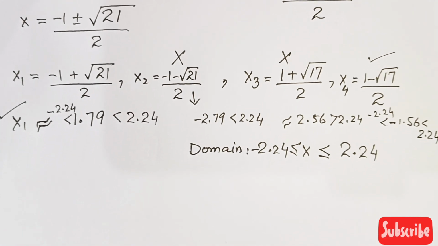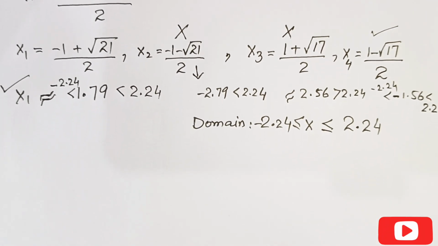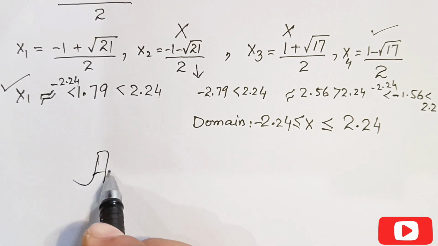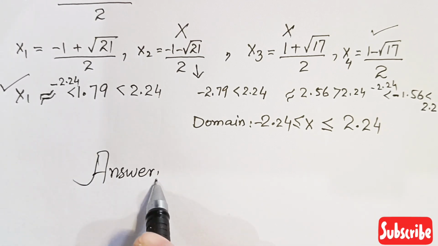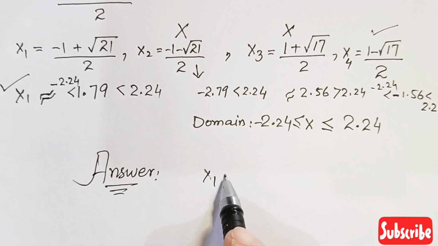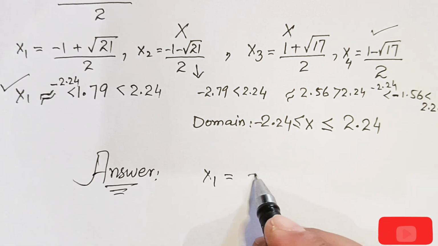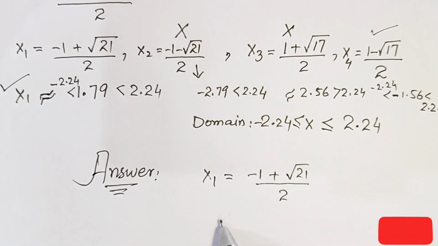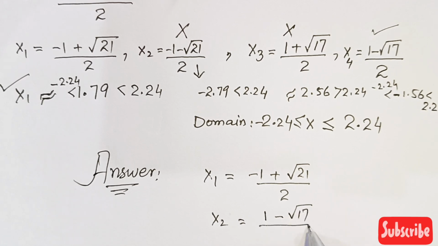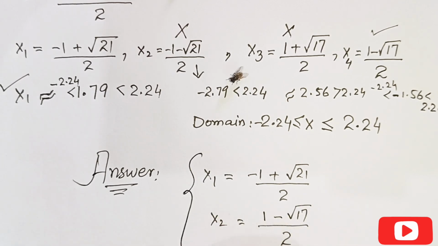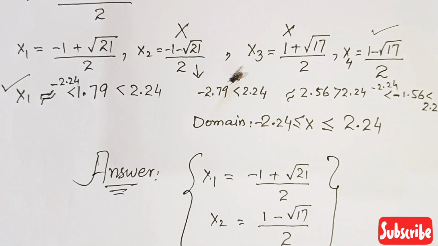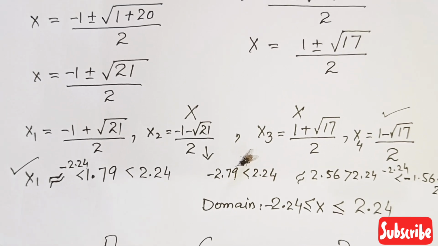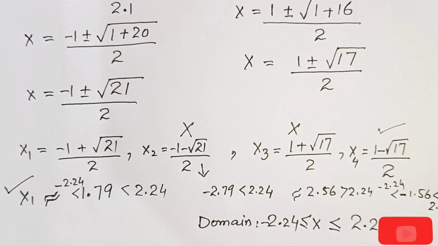Now by verification, we have two possible solutions here. Then our final answer is that x1 is equal to minus 1 plus square root of 21 over 2, and x2 is equal to 1 minus square root of 17 over 2. So it is our final answer, and we have two valid solutions of x. Now we are going to check our entire solution step by step.